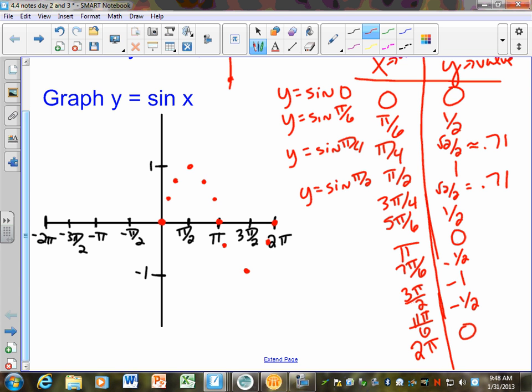And so what I kind of have is like a parabola on the top and then a parabola that comes up on the bottom. Sine is a smooth function. It's not jagged. It's not pointed.